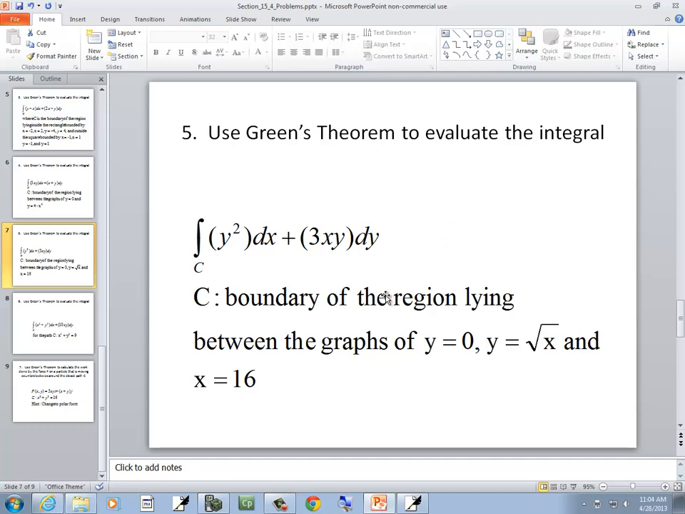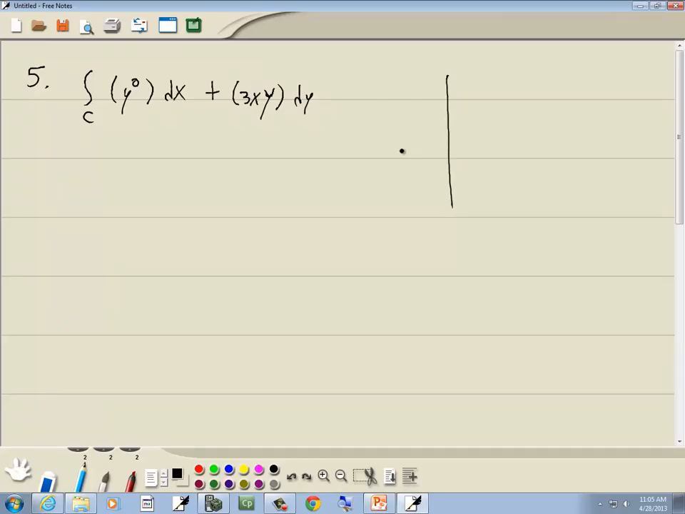Now, it's not the actual area. If our partials gives us 1, then we can look at the area. But otherwise, we're just looking at the boundary line between the graphs of y is equal to 0, y is equal to square root of x, and x equals 16. Well, y is equal to 0, it's right there. Y is equal to square root of x, that's going like that. And then over here, at 16, we got the boundaries too.